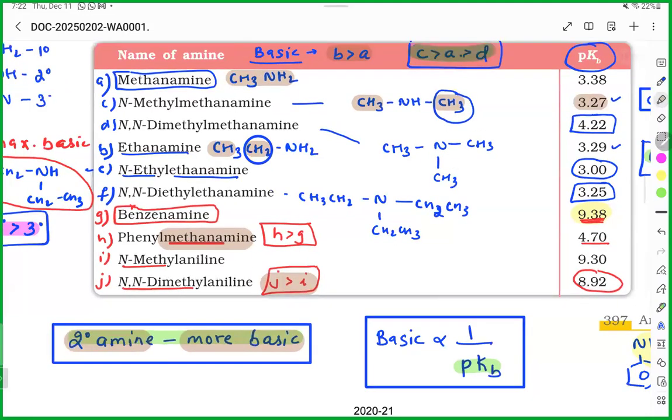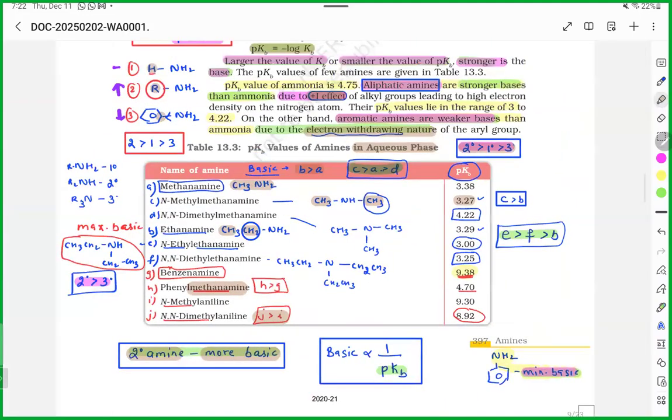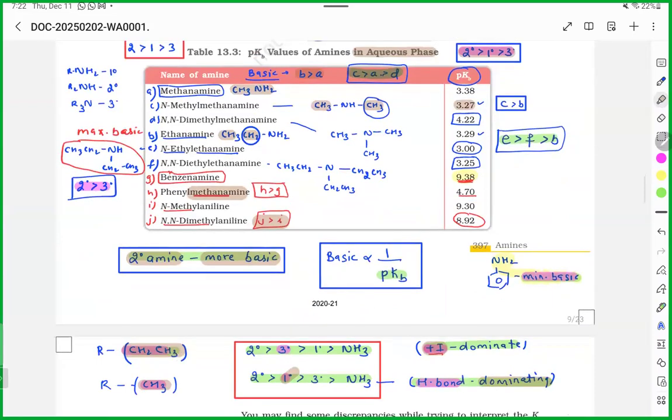Any other point I missed? Yes, this is really important. This table is everything. Even in your competitive exam, you will get 100% question from this. That's why for acidic and basic character, you have to practice more questions. Why is this A most basic? Because secondary is always higher, and here more donating groups. So that's it.